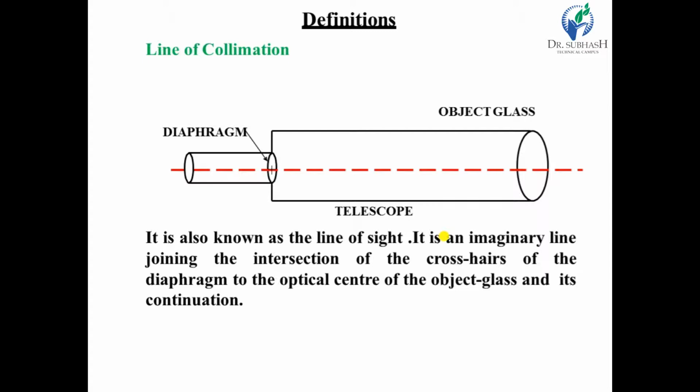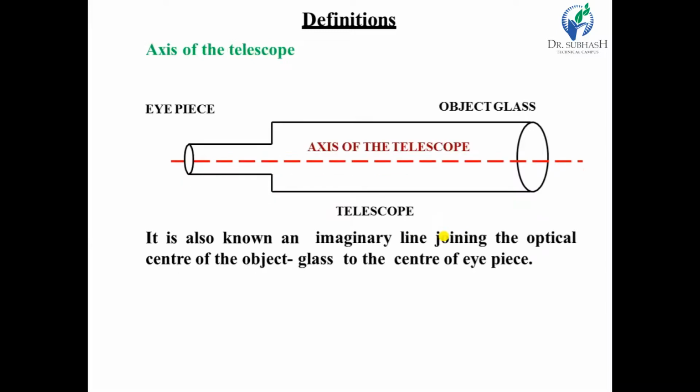Now next is the line of collimation. It is also known as the line of sight. There are two names: line of collimation and line of sight. It is an imaginary line joining the intersection of the crosshairs of the diaphragm to the optical center of the object glass and its continuation. The next thing is the axis of the telescope. The previous one was the line of collimation, or line of sight, and the second one is the axis of the telescope. It is the imaginary line joining the optical center of the object glass and the center of the eyepiece.